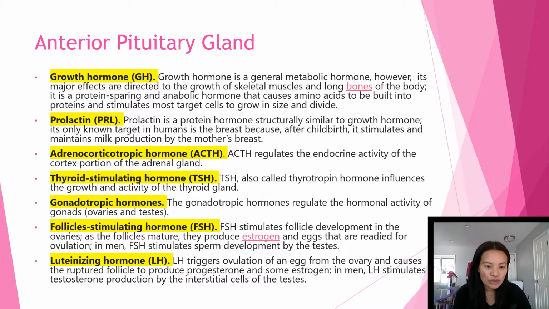The next one is gonadotropic hormones. The gonadotropic hormones regulate the hormonal activity of the gonads: ovaries in females and testes in males. So follicle stimulating hormone or FSH stimulates follicle development in the ovaries. As the follicles mature, they produce estrogen and eggs that are readied for ovulation. In men, FSH stimulates sperm development by the testes. So for men, FSH has a big role because it stimulates sperm development.